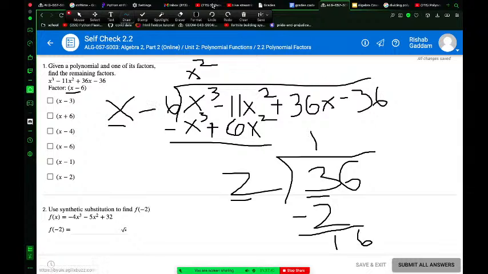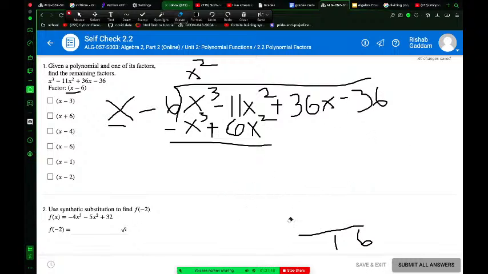Algebra. How do you do it? Just don't think of it as algebra. Just think of it as a normal number. So take away the variables. Just think of it like that. So what would you do first?